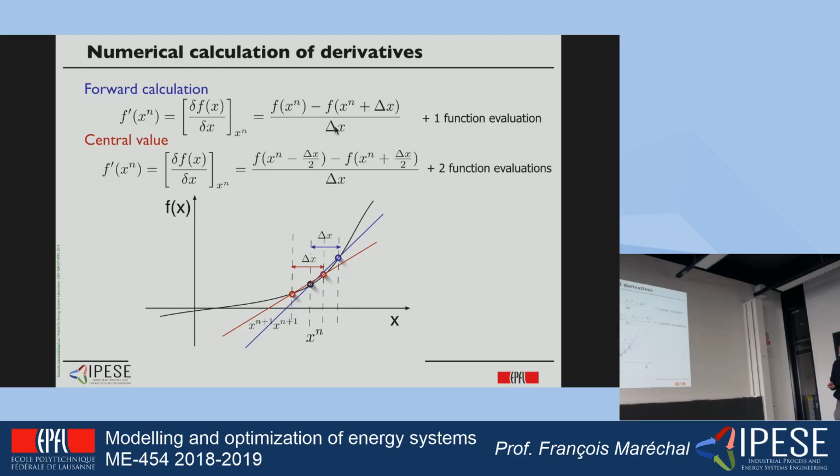If I want to be a little bit more precise, I'm at xn, and if I want to make a perturbation around xn, it would be better to do it by decreasing the value of x and increasing the value of x. So xn is a central point, and I'm going to do minus delta x over 2 and plus delta x over 2, so that the full variation is delta x.